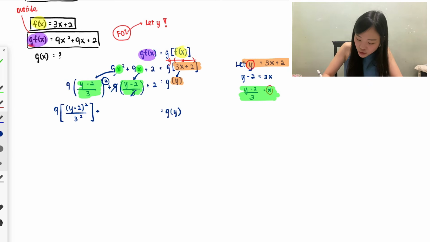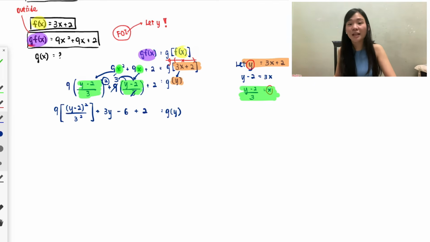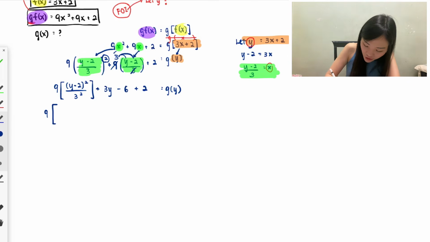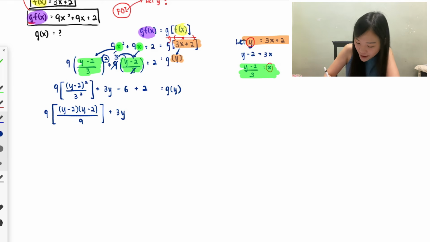So 9 and 3, you cut it off. I left a 3 here. So 3 times y, 3y. 3 times negative 2, negative 6. Isn't it plus 2? Okay? So guys, let me continue the top part here. Y minus 2 squared. Isn't it double of the same bracket? 3 squared, 9. Isn't the behind part still the same? And negative 6 plus 2, isn't it negative 4, equals gy.